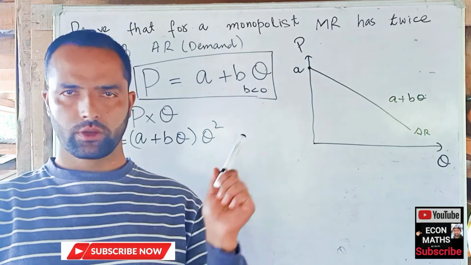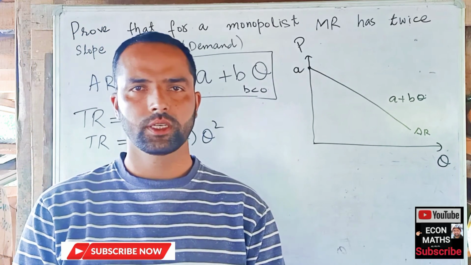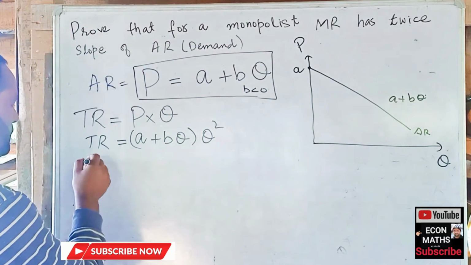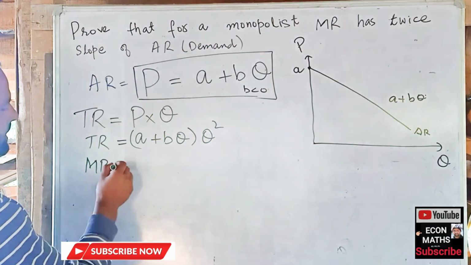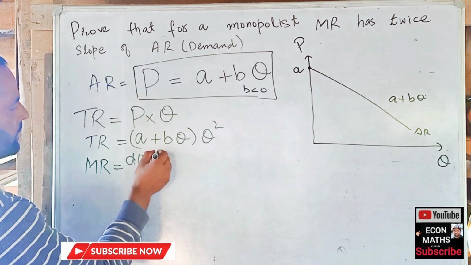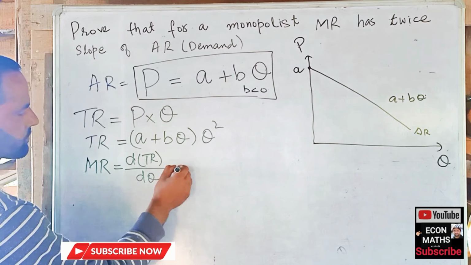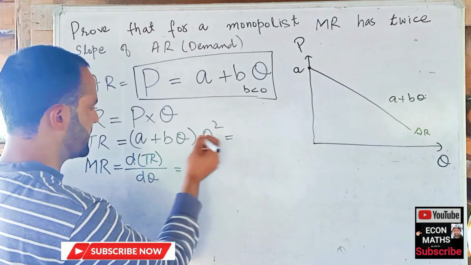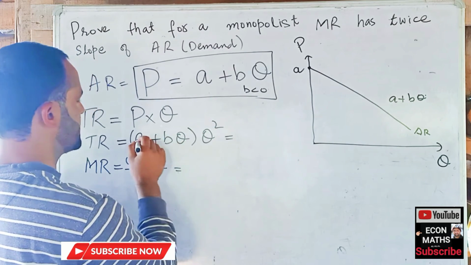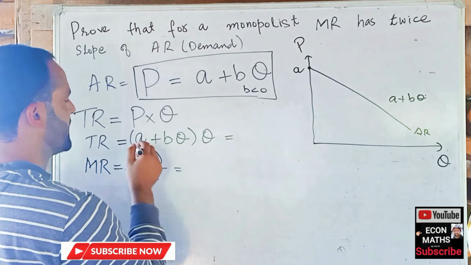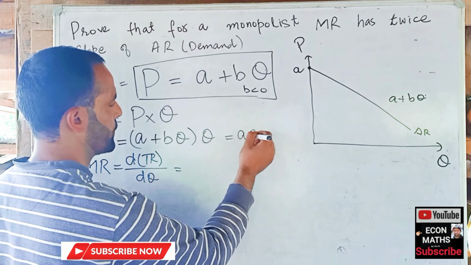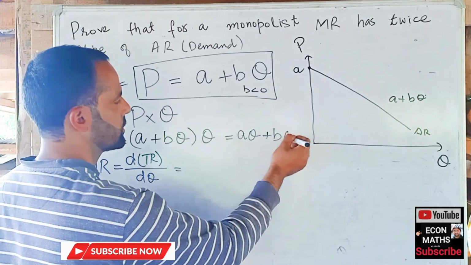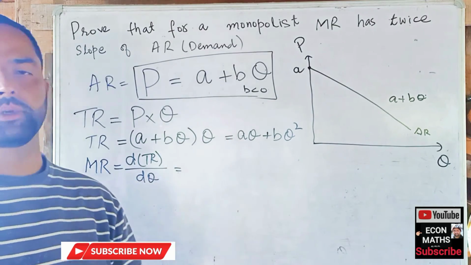Now the marginal revenue, as we have seen in calculus, is nothing but the first derivative of the total revenue function with respect to quantity. That means we have to differentiate this very function. Simplifying, I write A times Q plus B times Q into Q, which is Q square. So our total revenue is AQ plus BQ square.